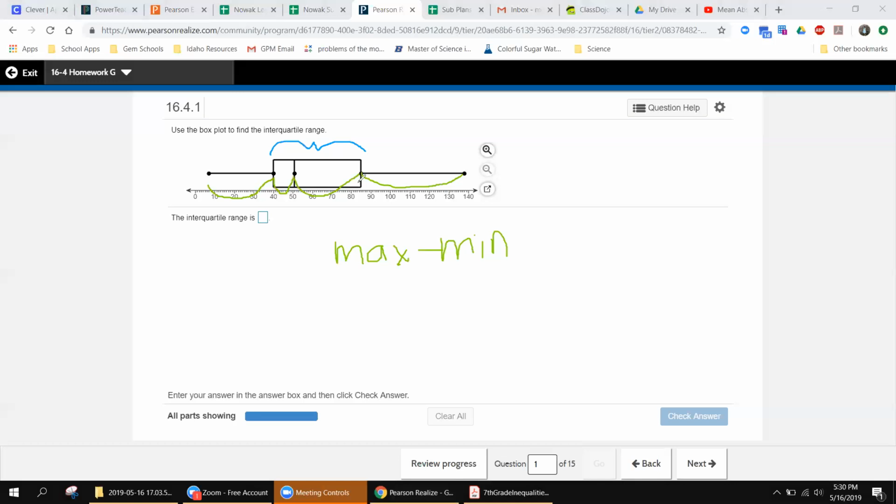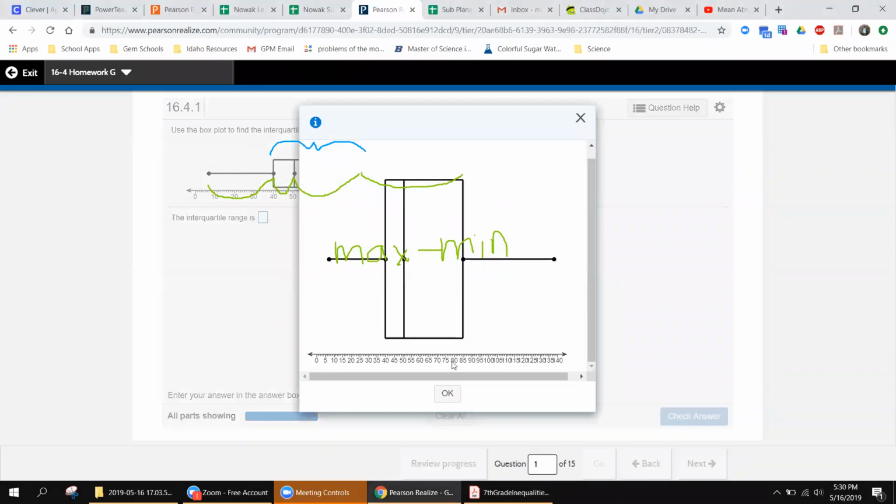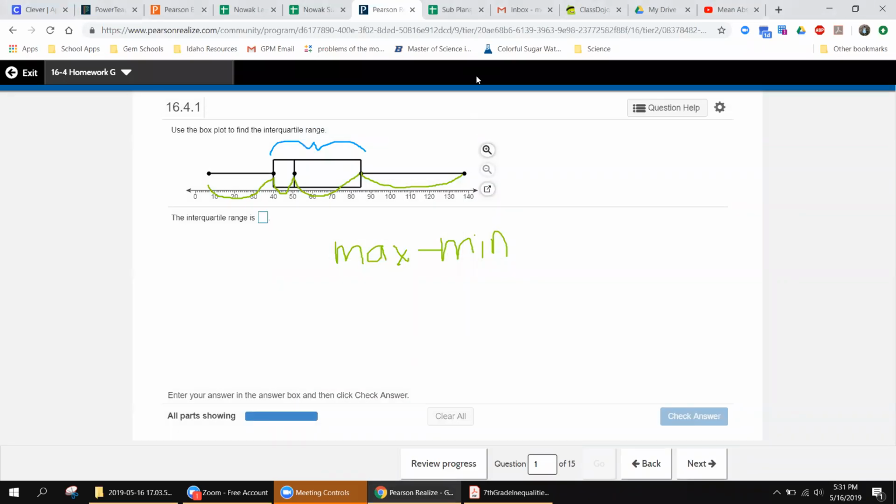So what I need to do is I need to locate what point my third quartile is. It looks like 85. I'm just going to zoom in just to make sure. That looks like it's right about 85. I can look on this graph here. And my first quartile is 40. So I know I'm going to take my third quartile, which is going to be 85.